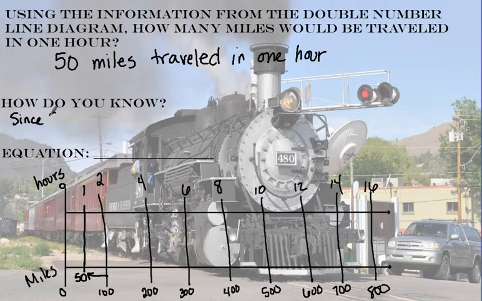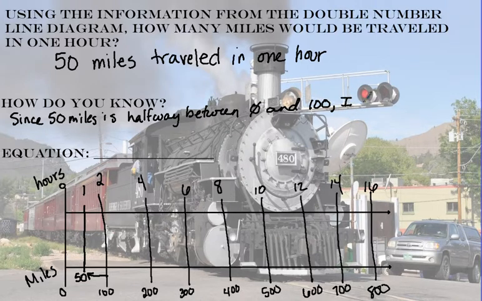So since 50 miles is halfway between 0 and 100, I know my time had to be halfway between 1 and 2.